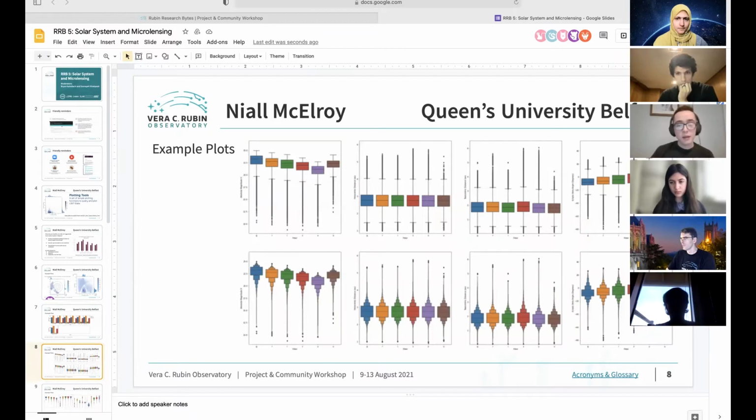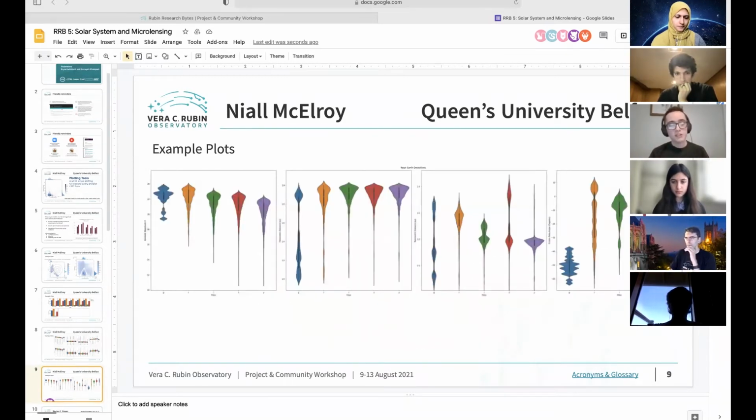This slide and the next have box plots and violin plots that show your magnitude, heliocentric and topocentric distances, and your ecliptic beta, with different measures of quartiles on the top and the bottom. And on the next slide, please, you can see violin plots.